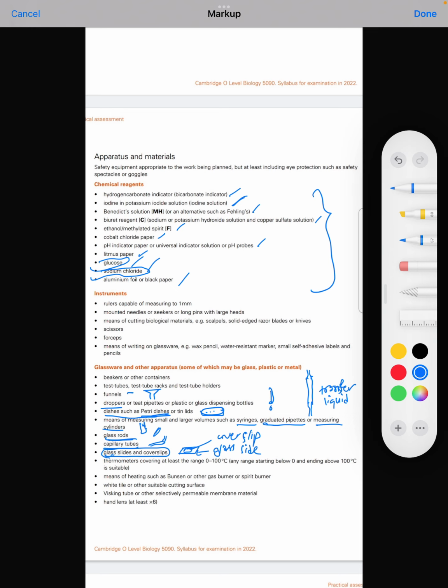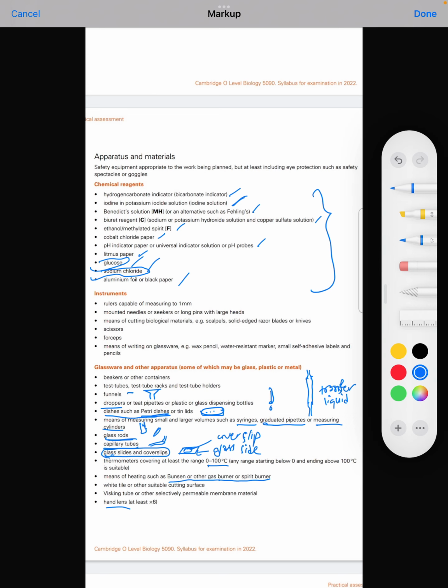Okay. Thermometers covering at least the range of 0 to 100 degrees Celsius. Means of heating such as Bunsen burner or other gas burner or spirit burner. White tile or other suitable cutting surface. Visking tubing or other selectively permeable membrane material. And basically hand lens. Okay. That's that. You don't really need all of them. I'm just teaching you to be familiar with all these glassware and apparatus that you might come across in the lab or even in paper 6.